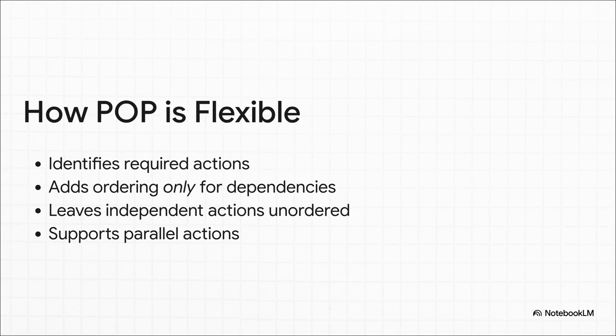Well, first, it figures out all the tasks you need to do to reach your goal. But here's the really clever part. It only creates an order when one task truly depends on another. You know, you have to crack the eggs before you can scramble them. But if two tasks are independent, POP just leaves them unordered. And that simple idea is what unlocks the ability to do things in parallel.